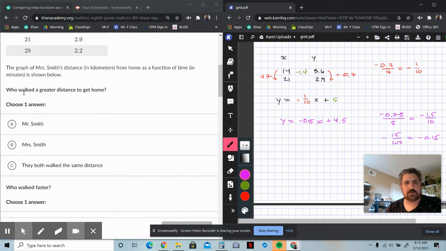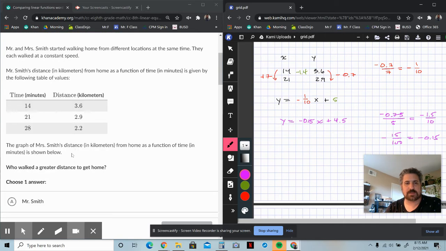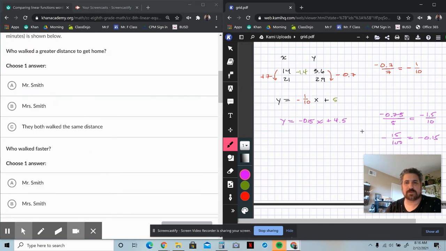So it says here, who walked at a greater speed to get home? So let's figure out. It says Mr. Smith's distance is given by the following values, and Mrs. Smith is from the graph. Okay, yeah, so the graph is purple and the Mr. Smith is this one up here.